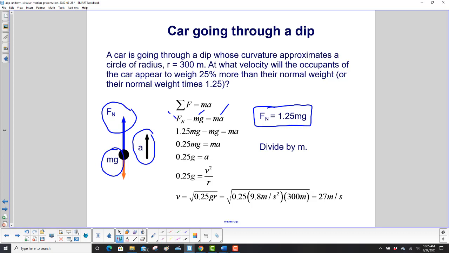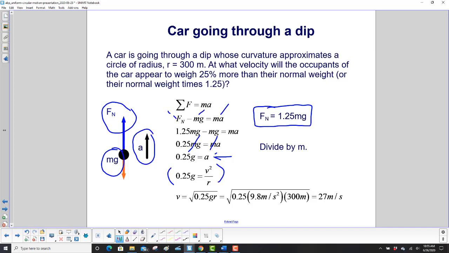Okay. We now have 0.25 mg is equal to ma. Once again, masses cancel out. We have 0.25 g equals a. We substitute in v squared over r for a because it's circular motion. We have this expression. And let's see if we can do this in our head.